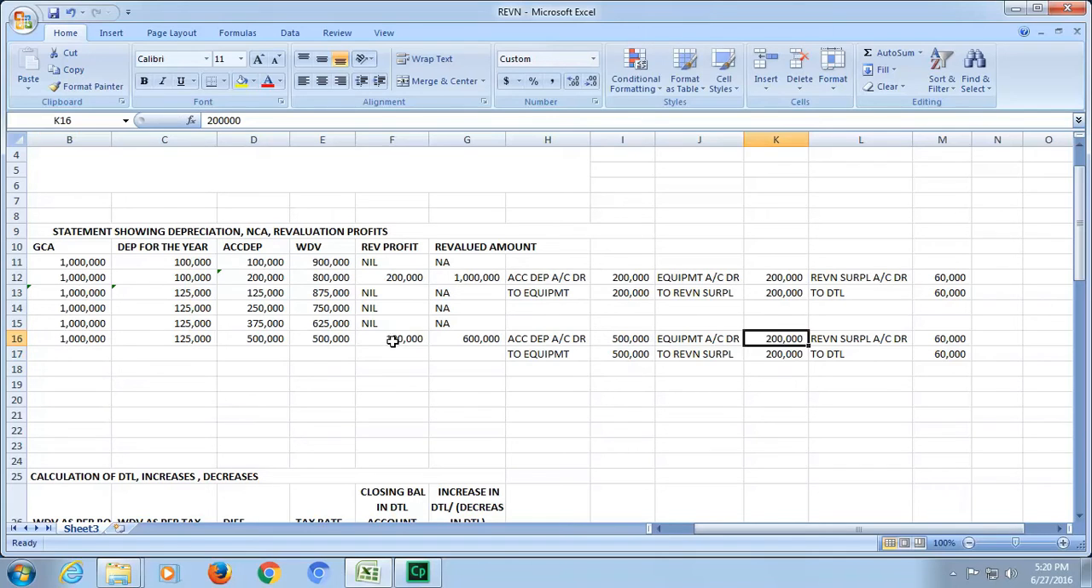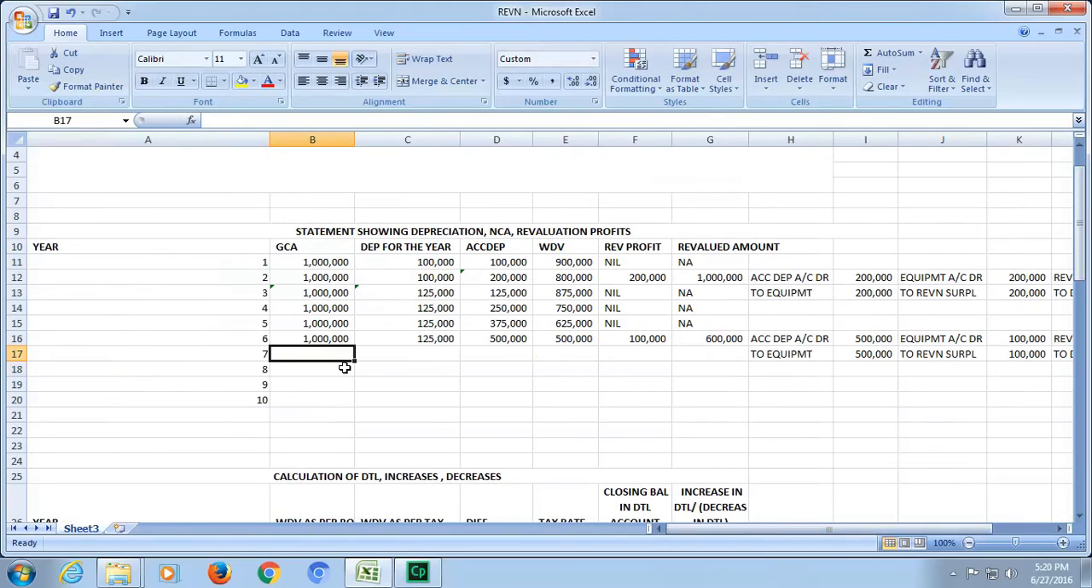Then I have to do a revaluation increase of 1 lakh. I pass an entry here. I recognize a profit of 1 lakh rupees. Then I have to recognize a deferred tax liability of 30,000 now, because 1 lakh rupees into 30% is only 30,000. So I recognize a deferred tax liability of 30,000.